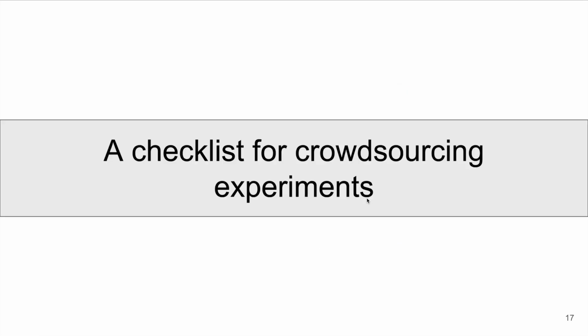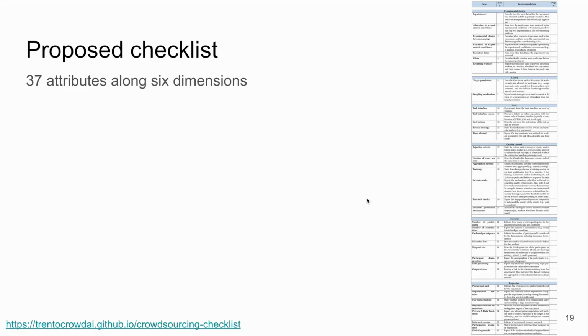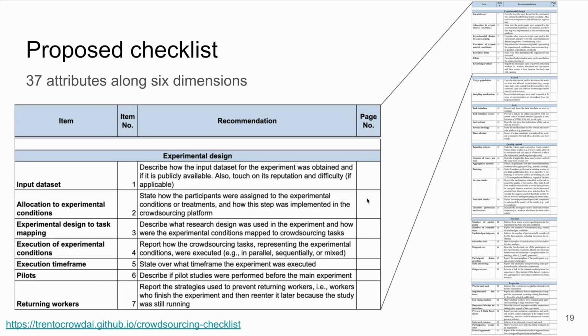Motivated by these insights, we propose a checklist to improve current reporting practices. The resulting checklist contains 37 attributes grouped in 6 dimensions. If we zoom in a little bit, we can observe that each row corresponds to an attribute, and each attribute is well defined to cover what the checklist expects the paper to report. Now let me give you some final remarks to conclude this presentation.